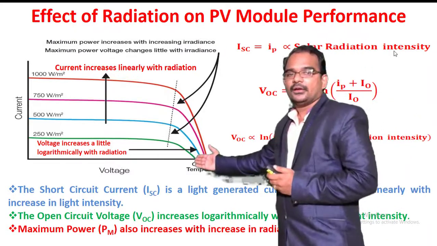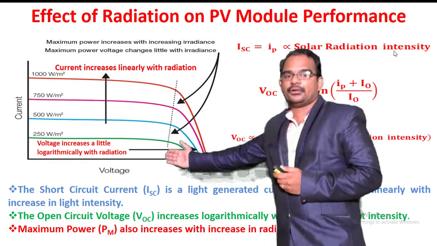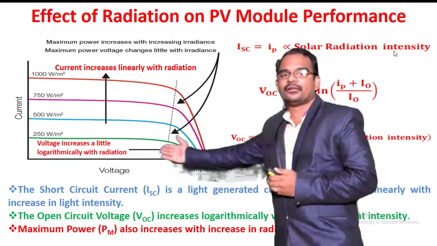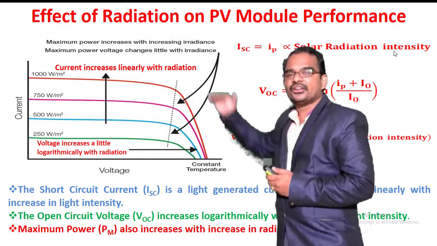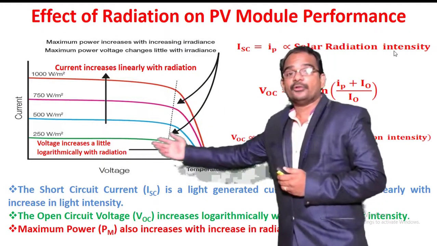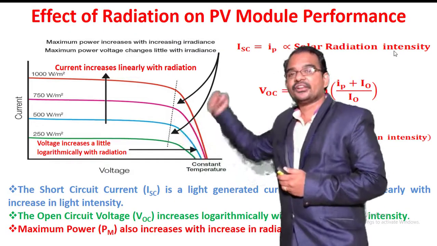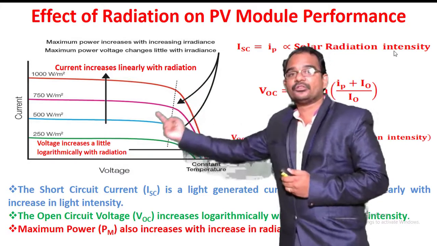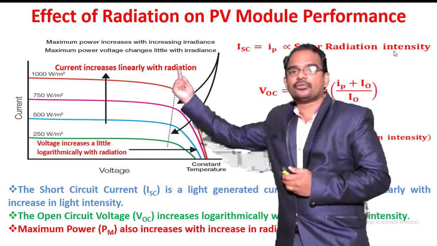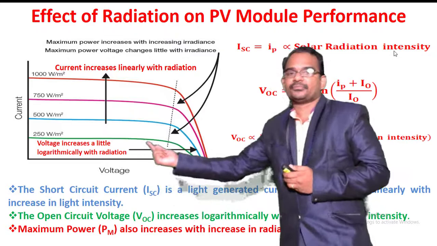As you can see here, at 250 watt per meter square, you can observe the green color curve, which is the curve touching the axis. You can observe the green color curve, right? Now if the radiation is increased to 500 watt per meter square, the green color curve is shifted to the blue color curve, and you can observe that the voltage is slightly increased. And when the radiation is increased to 750 watt per meter square, you can observe the pink color curve, and the voltage is again slightly increased. When it reaches 1000 watt per meter square, again the VOC increases, but the increase is very slight, right?